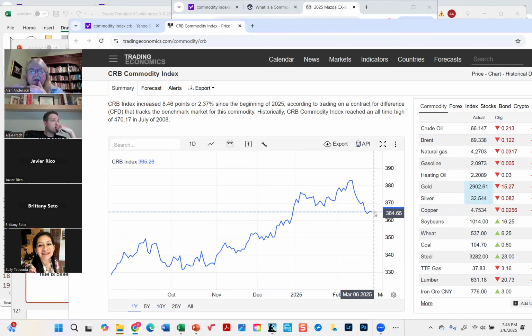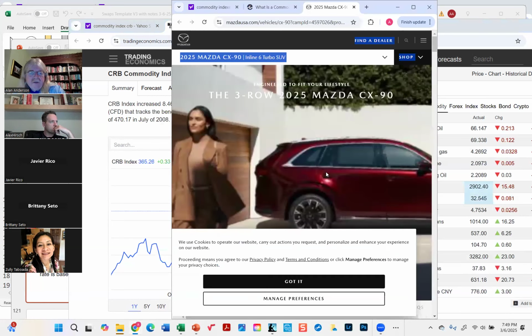So if you're in the business, let's say you do a lot of business, you buy and sell commodities, or you're a manufacturer who buys a lot of commodities, and you're worried that commodity prices will start going up. What can you do? Well, you can enter into one of these swaps.